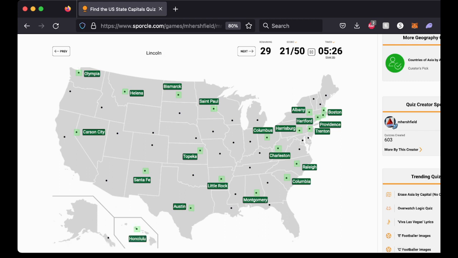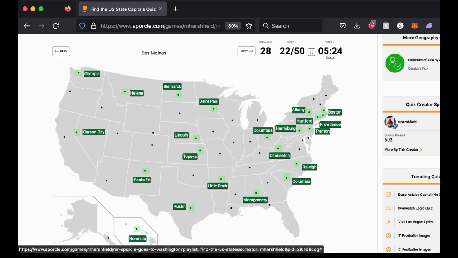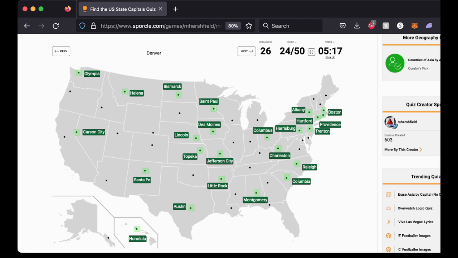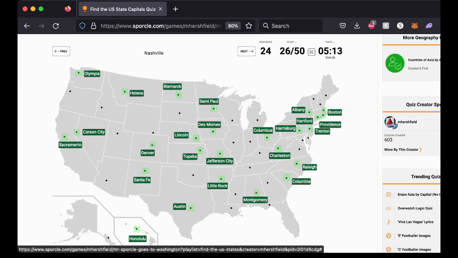Lincoln is the capital of Nebraska. Des Moines is the capital of Iowa. Jefferson City is the capital of Missouri. Denver is the capital of Colorado. Sacramento is the capital of California. Nashville is the capital of Tennessee. Salt Lake City is the capital of Utah.